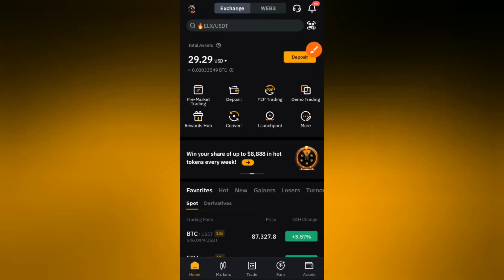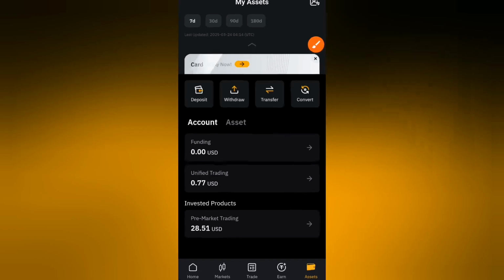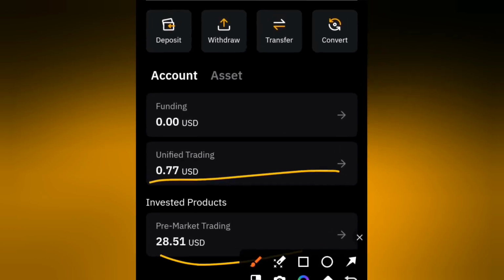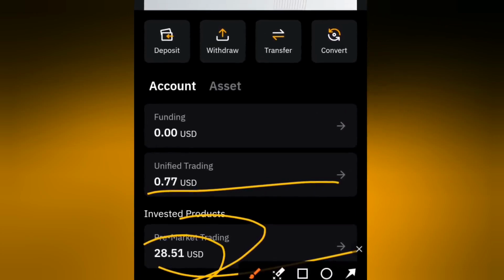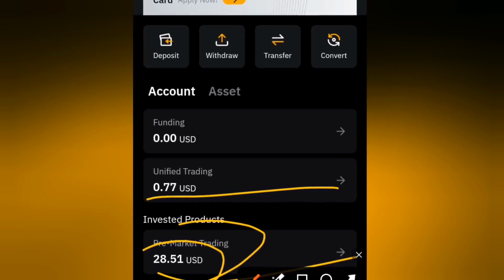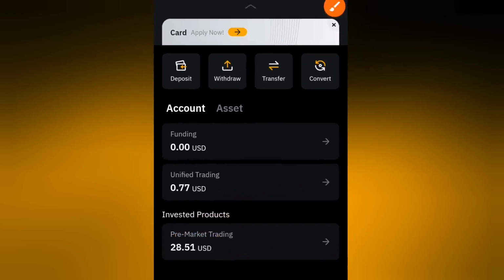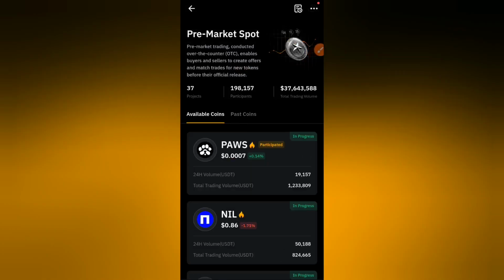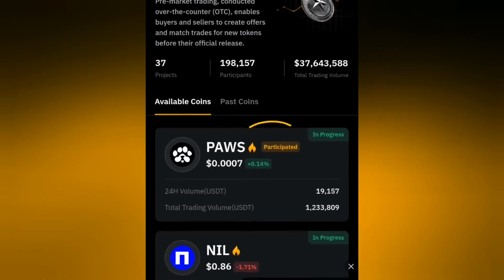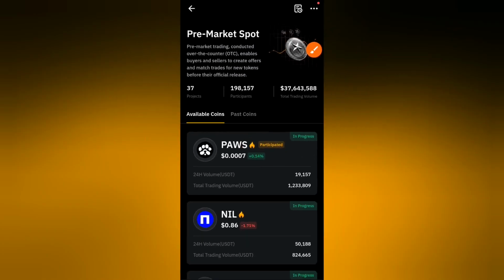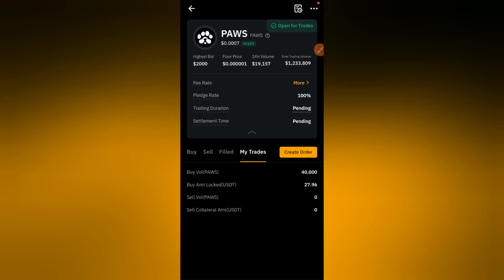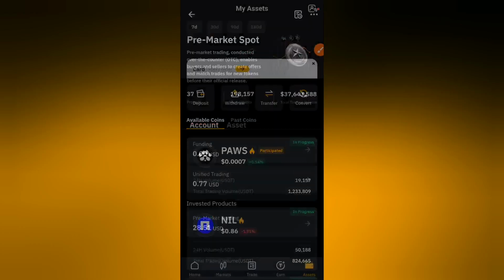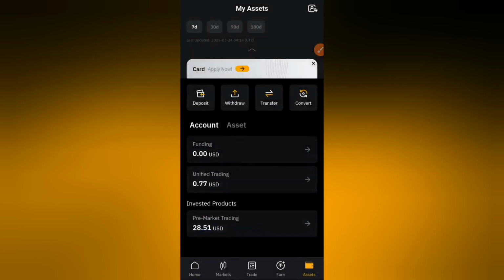Really simple. Another thing you need to take note of again is from the home section. If you come over to asset right here and click on it, you're going to see invested products. All right, this invested products is the pre-market trading, and you can see I spent about $28.51 to purchase this. That includes the gas fee, right? So if you click on this right now, this is going to lead us to the pre-market, and you can see participated, meaning I participated in this. And once I click on it right now and click on my trades right here, right, you get to see the total value.